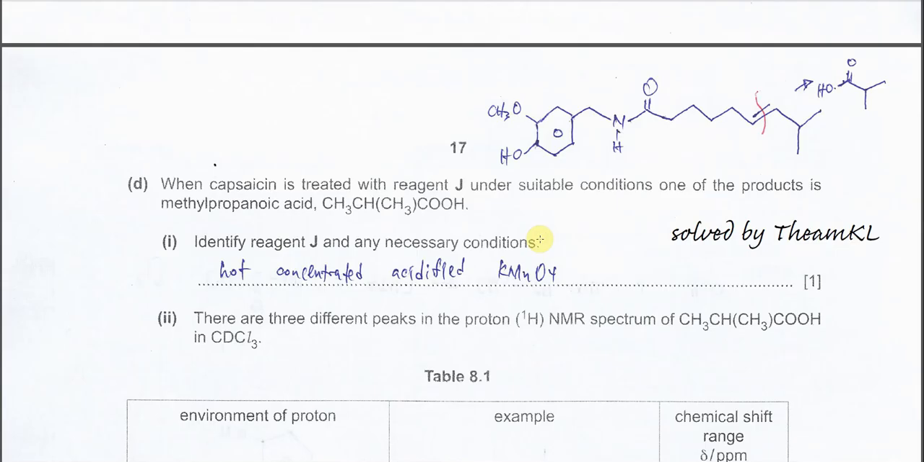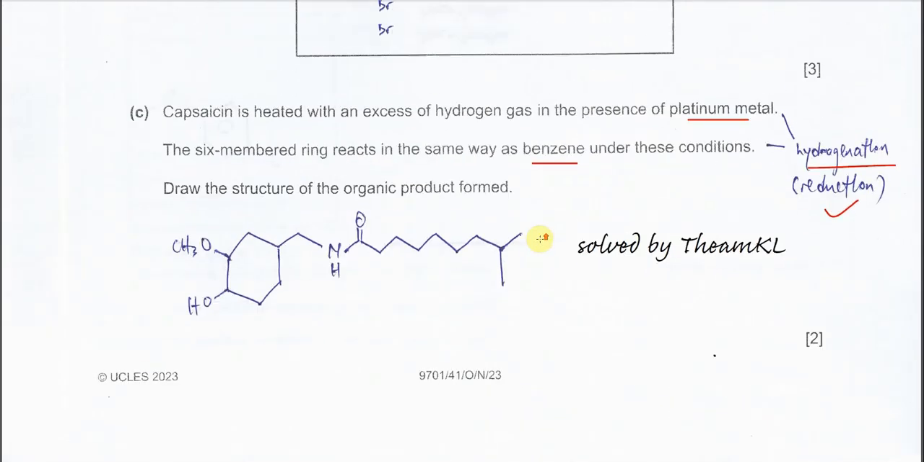So the benzene ring now becomes a cyclohexane. All the 3 double bonds just now have been saturated. And of course, the CC double bond just now is also saturated. So it will form this compound.